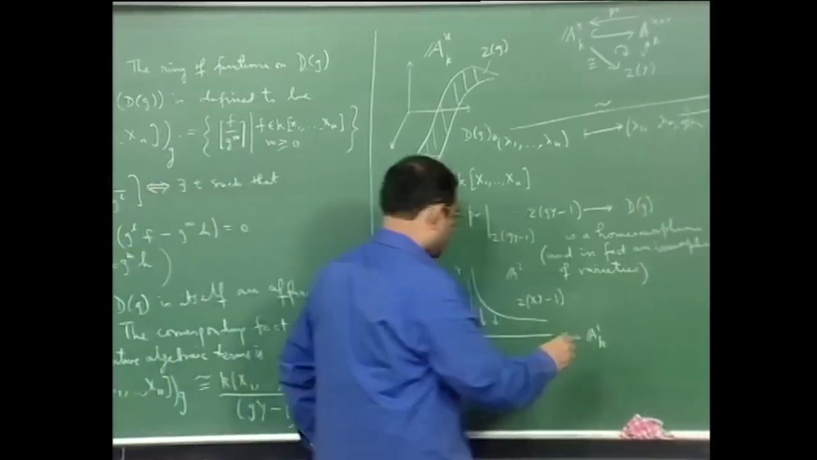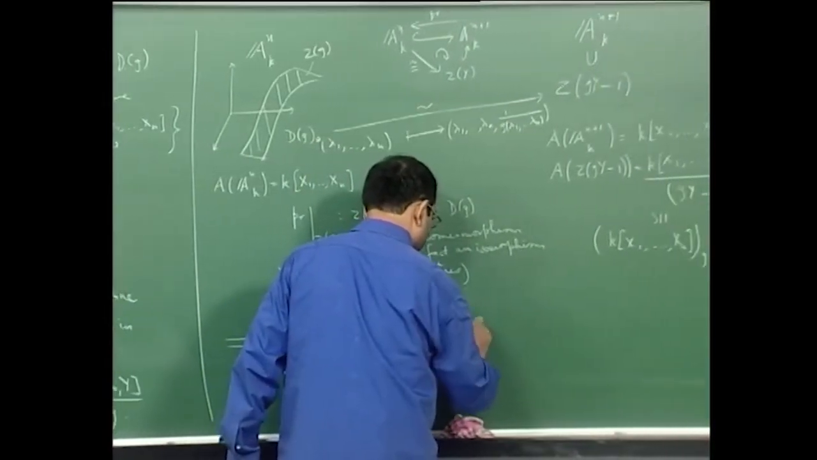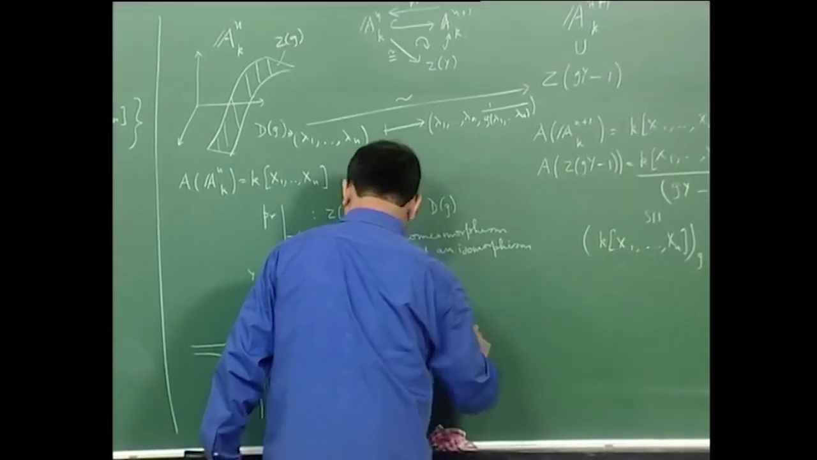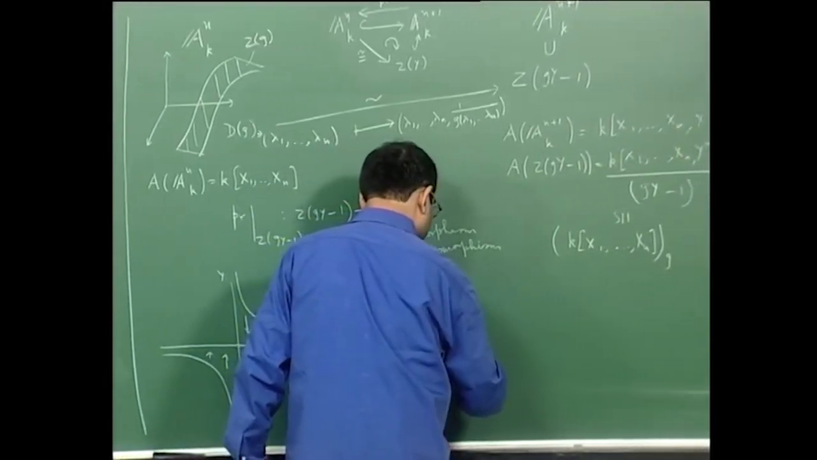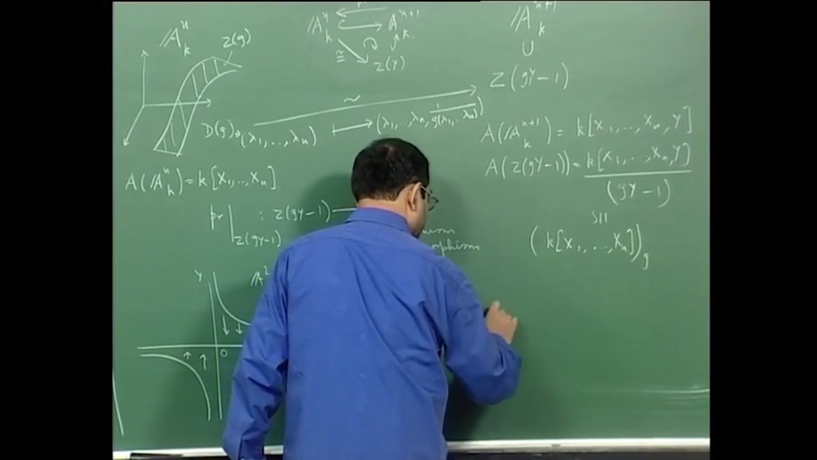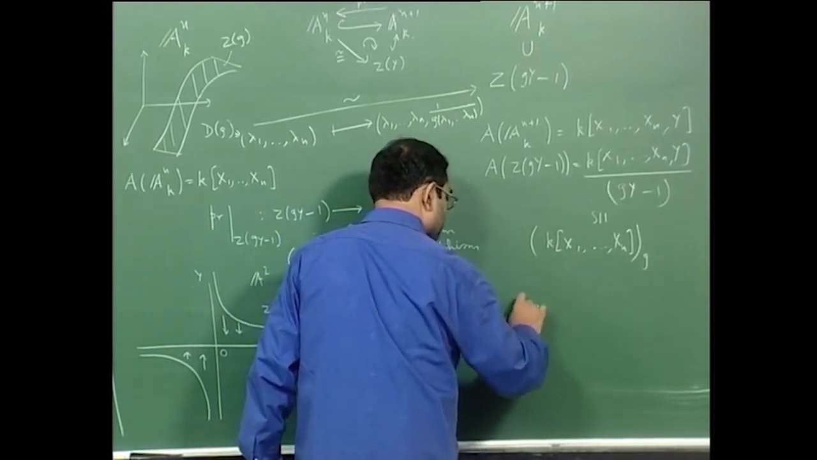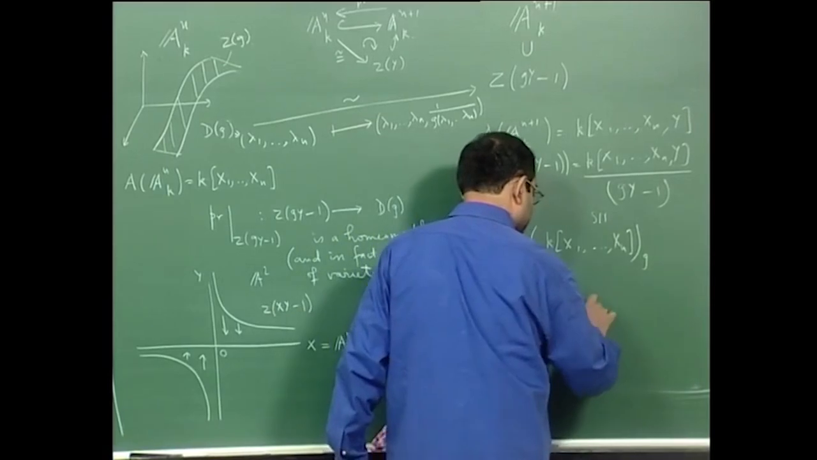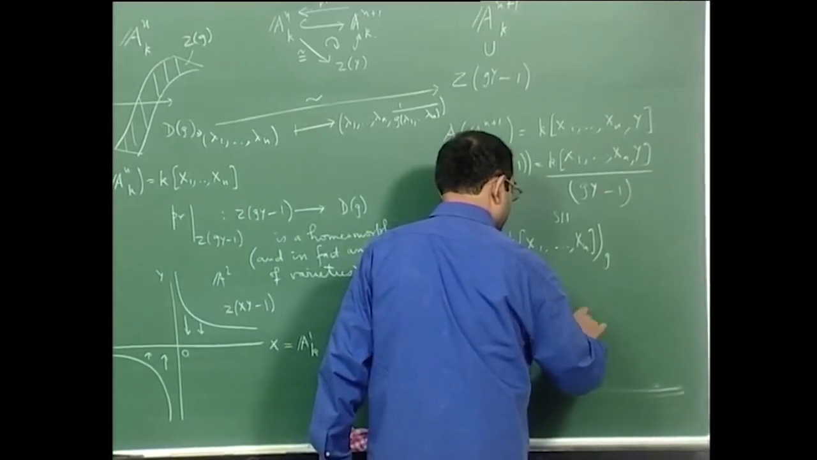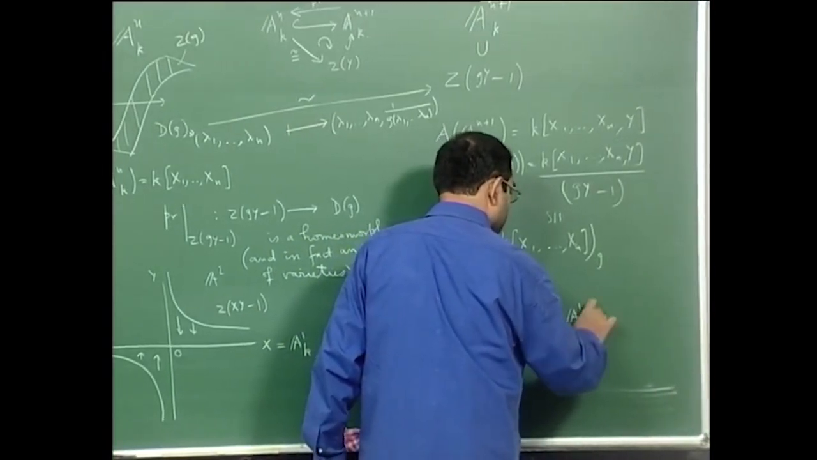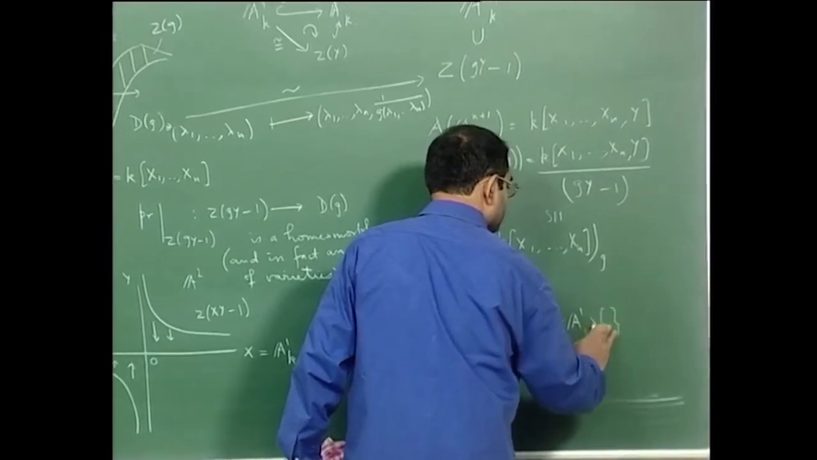So the projection restricted to Z(xy - 1), from Z(xy - 1) to D(x), which is A^1 minus the origin, is an isomorphism.